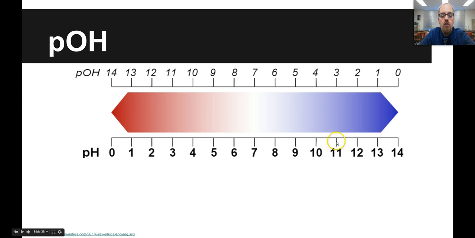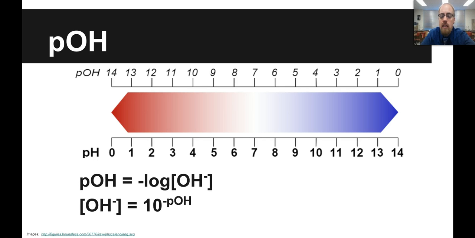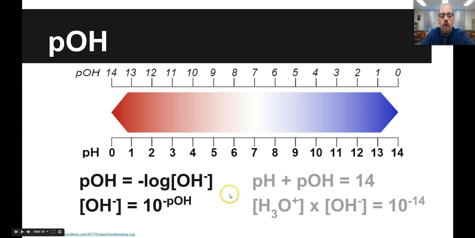Or something with a pH of 11 is going to have a pOH of 3. Or something with a pH of 7 is going to have a pOH of 7. In fact, the pH and the pOH always have to add up to equal 14. Okay? And so we can calculate the pOH with the same equations that we use to calculate pH, except in this case we're calculating pOH with the negative log of the hydroxide concentration, or we're calculating the concentration of hydroxide with 10 to the minus pOH. Okay? And so the pH and the pOH have to add up to 14 every single time.